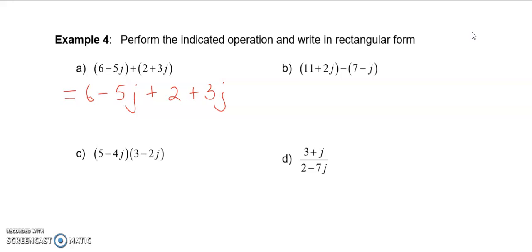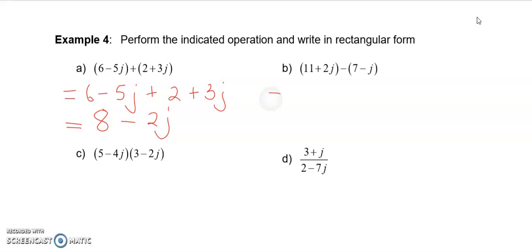Now, just the same as if you were adding monomials together, you can combine your like terms. So for the result here, the real numbers 6 plus 2, you would add those together to get 8. And negative 5j plus 3j combines to give you minus 2j. You cannot combine those two terms. One is real, one is imaginary. So notice that you started out with two complex numbers in rectangular form. You ended up with an answer that's a complex number in rectangular form.